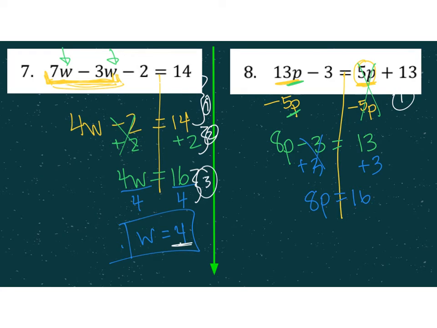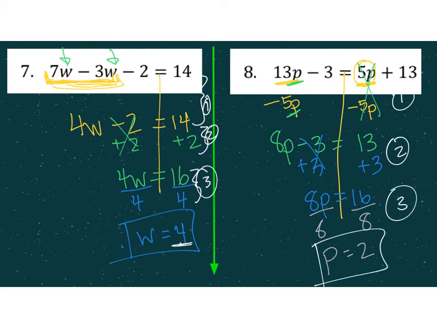And then the last thing that I would do is divide both sides by 8. And I end up with p is equal to 2. So the steps that I had here: the first step was gathering the variables together, then the second step was canceling the constant, then the third step was canceling the coefficient, and I'm left with an answer of p equals 2.